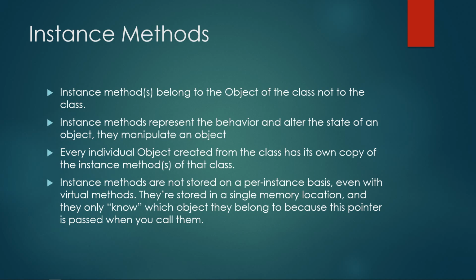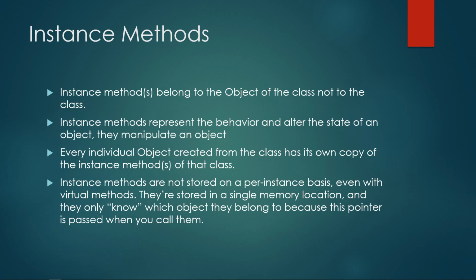So that's where instance methods are limited. But when it comes to static methods, they can act on anything except for particular objects. They can act on any other thing. So anyway, moving on from that, the third point states that every individual object created from the class has its own copy of the instance methods of that class. And that is true, because for every object that you create, you can call that particular method separately.